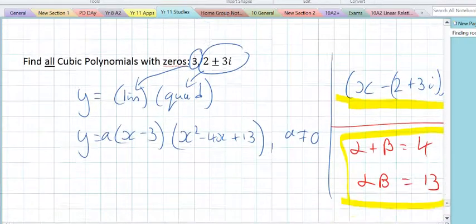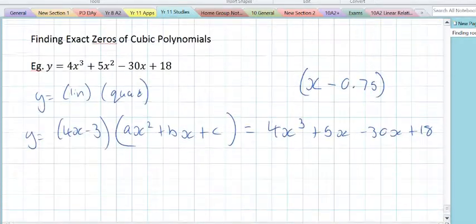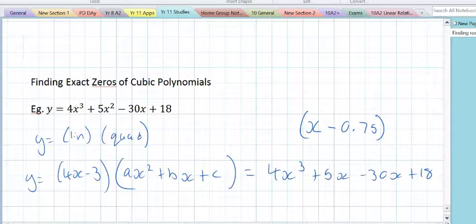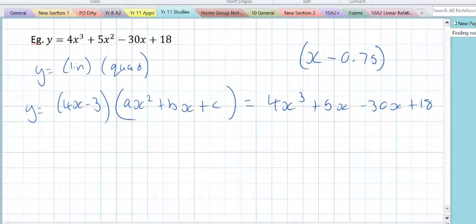Alright? So this last sort of question is a beautiful one to come up in tests because you know there'll be tons of marks associated with it. Because you'll need to find the linear factor, write out a quadratic, equate coefficients to find the quadratic, then use a method to solve the quadratic to find exact solutions for that quadratic. Let's go through it. Alright, so equating coefficients, which two can we snipe off straight away?